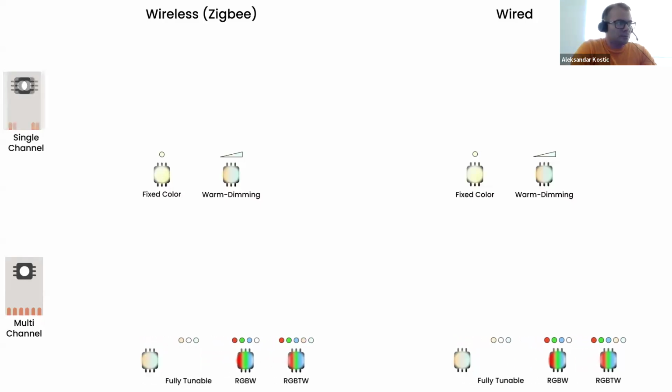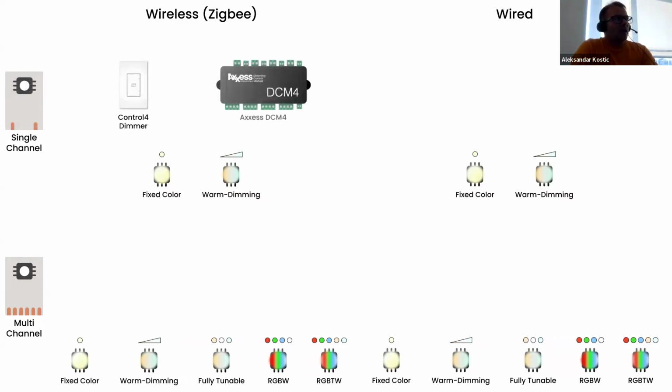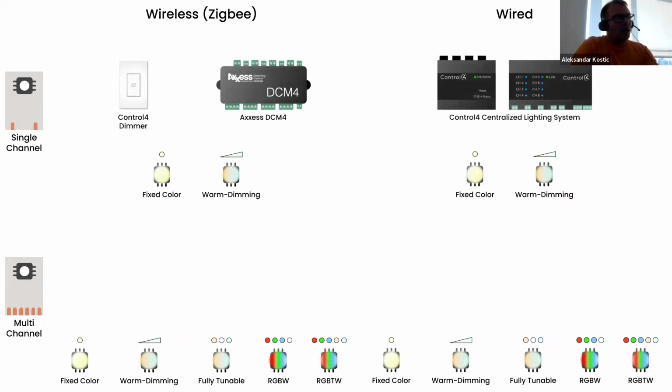So first of all, we have for single channel LED tapes for wireless control a standard dimmer control, because you have a single channel from there as well, and you can control the brightness. And that way, through the single channel, you can control fixed color LEDs or warm dimming LEDs.